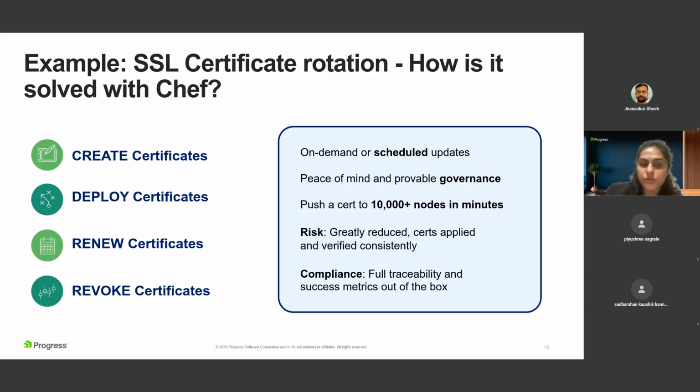In short, Chef turns certificate management into a secure, scalable, and verifiable process, helping your team maintain trust and uptime across environments.